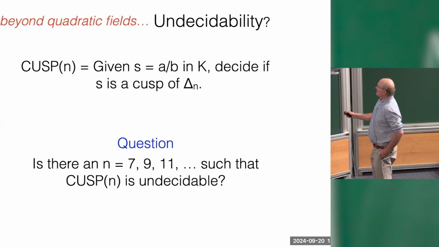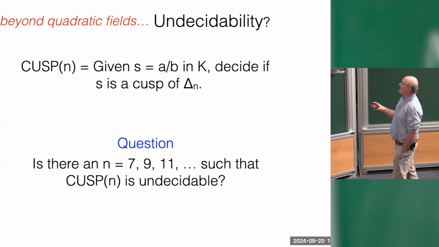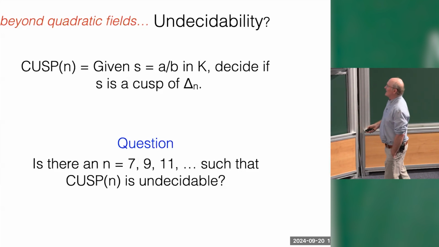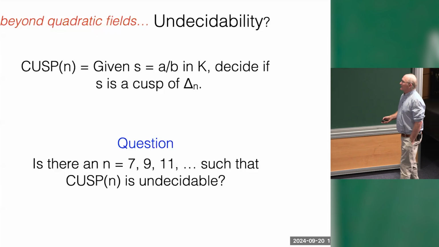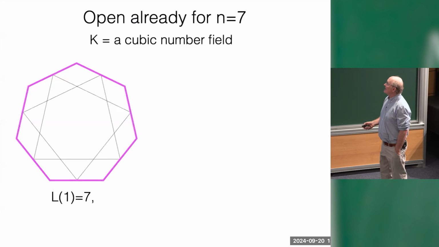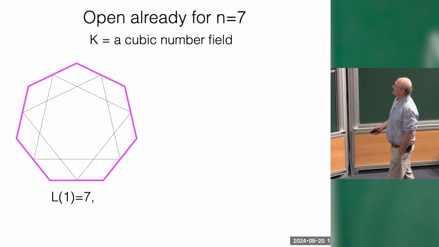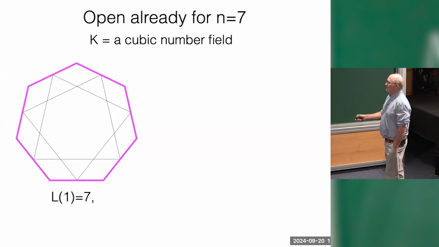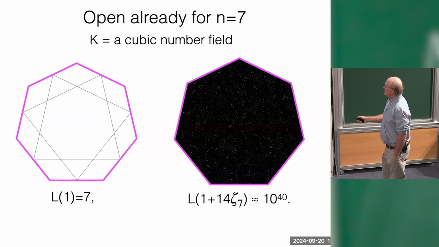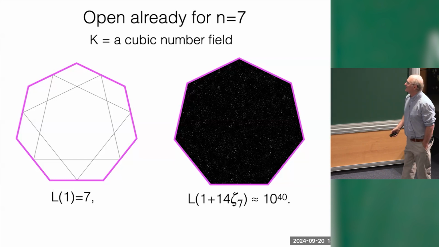Now, of course, if it were true in these cases that every slope in the field were a cusp, then there would be such an algorithm. In these cases, some slopes are cusps and some are not. And the question is, can we decide which are which? And it's open already for n equals 7. When n is 7, we have a cubic number field. And we're discussing billiards in a heptagon. How different could this be? Here's the obvious billiard of length 7. And here's a somewhat less obvious billiard, which has a very simple description. It's a periodic trajectory, but its length is 10 to the 40.